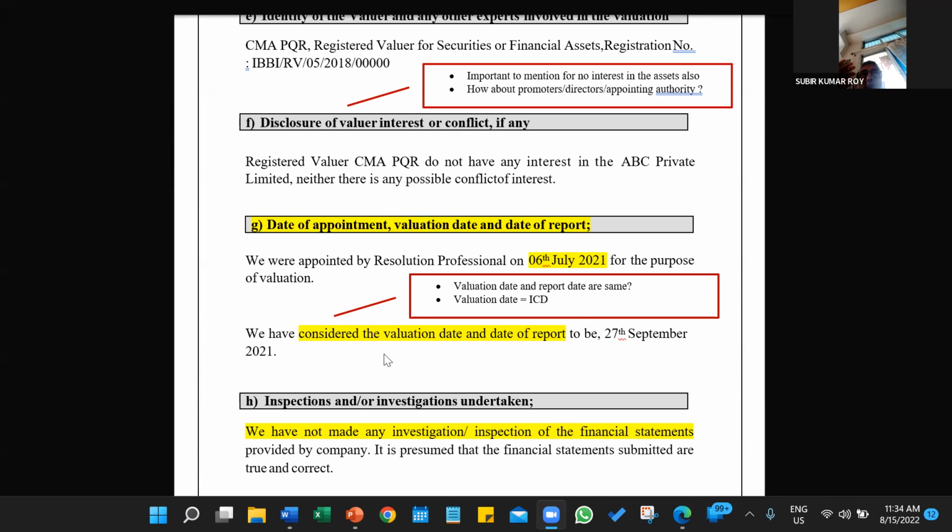Because we don't take into consideration what it had been. We just inspect and see what is there. That is as is, where is basis, and we submit the report accordingly. So you're saying this specifically for land and building, correct, Subhiji? Yes, correct, as is, where is basis. Am I audible, sir?